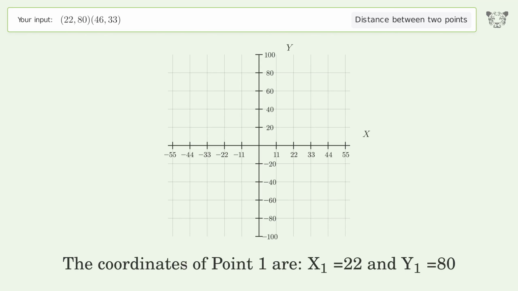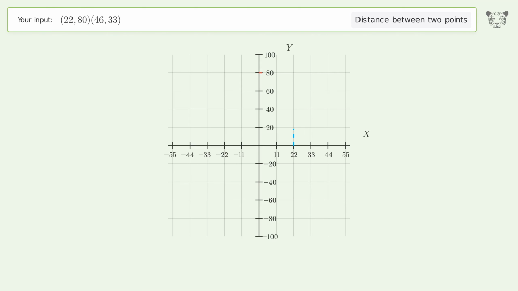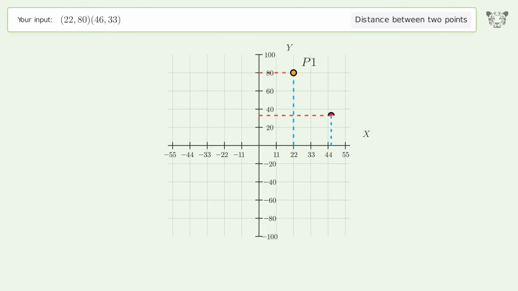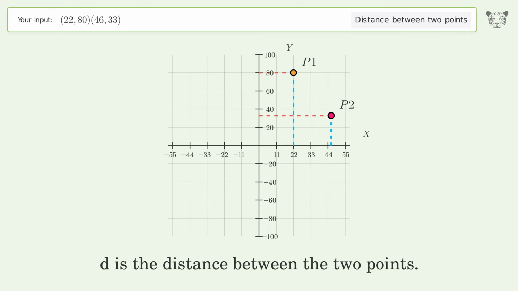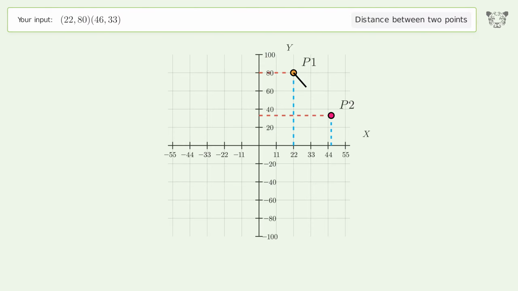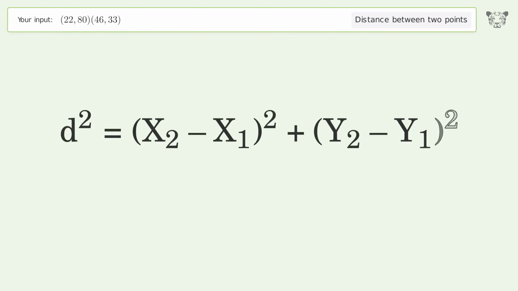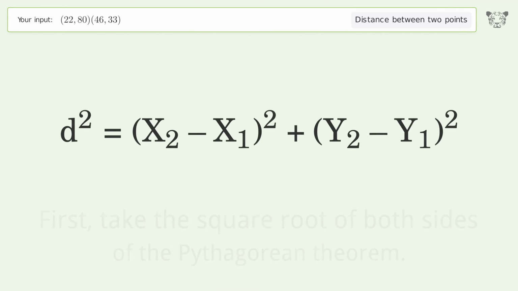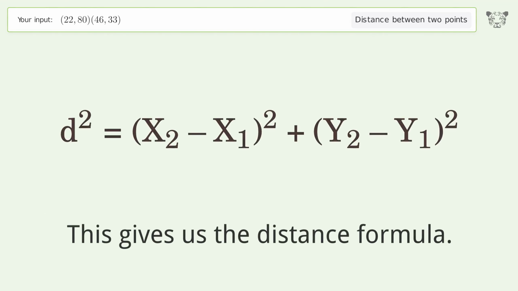The coordinates of point 1 are x1 equals 22 and y1 equals 80. The coordinates of point 2 are x2 equals 46 and y2 equals 33. D is the distance between the 2 points. First, take the square root of both sides of the Pythagorean theorem. This gives us the distance formula.